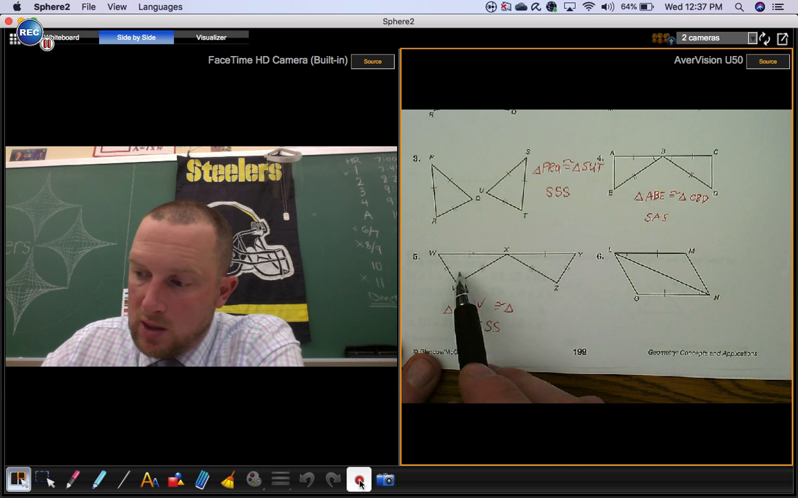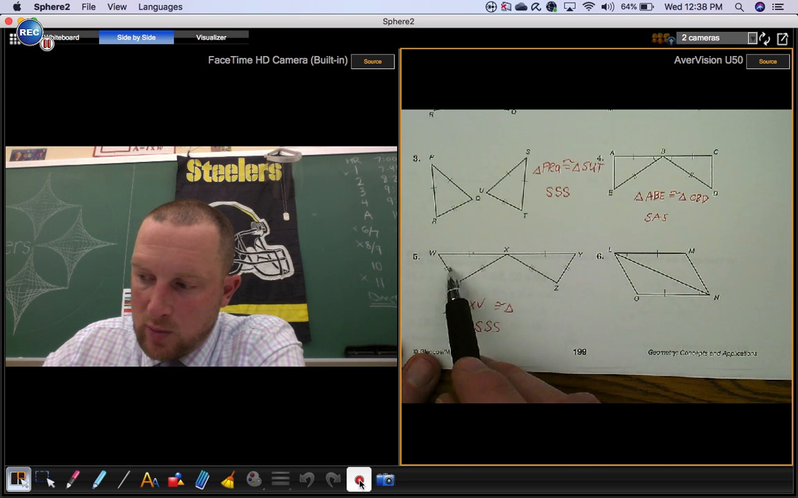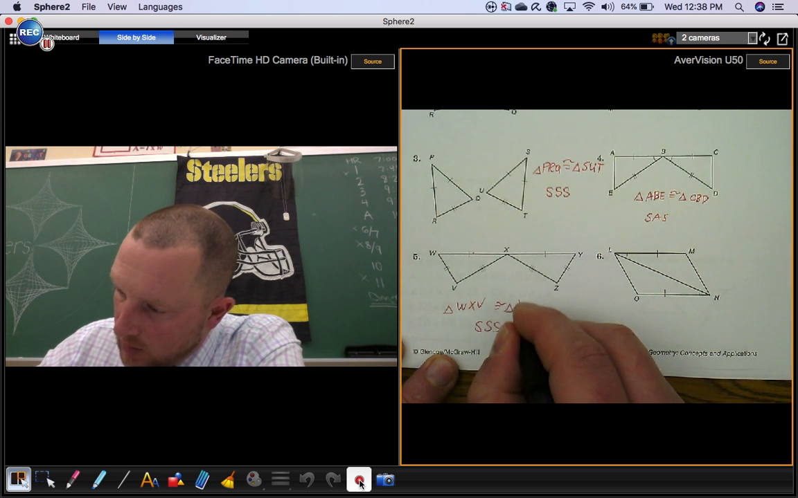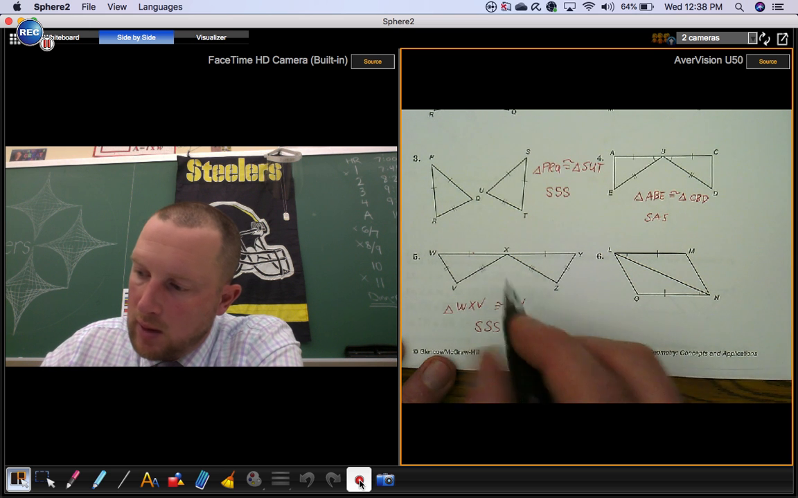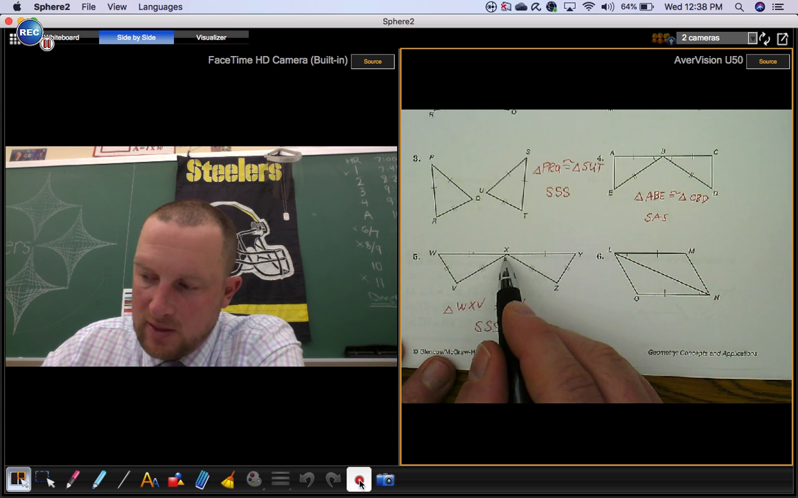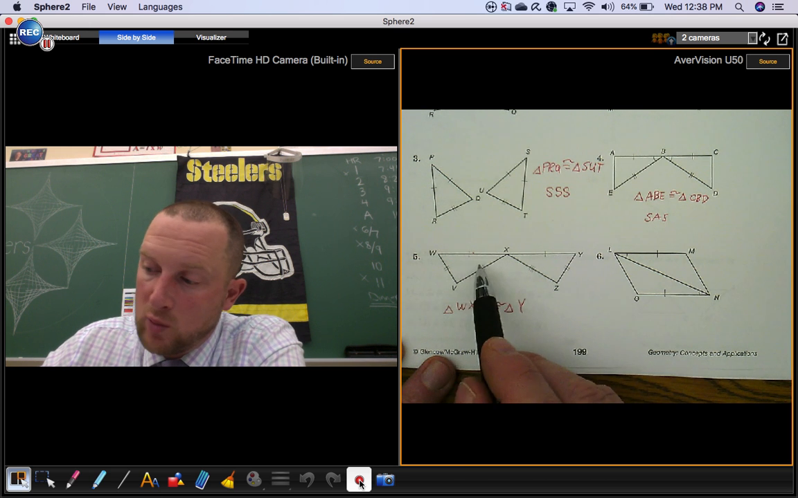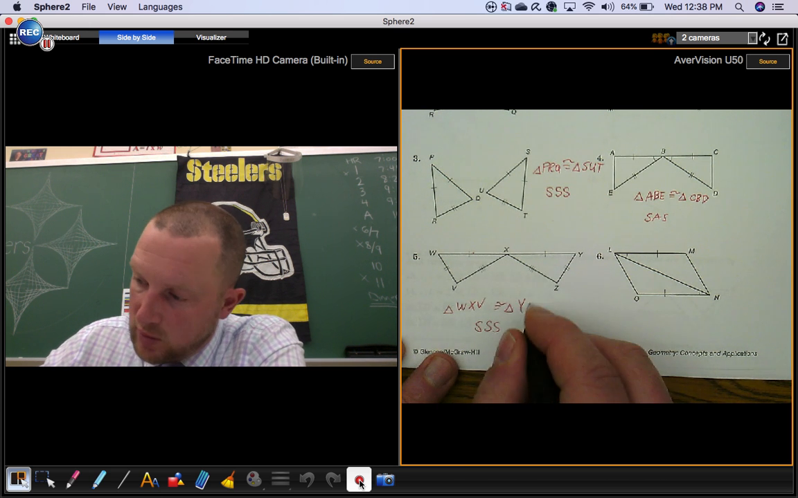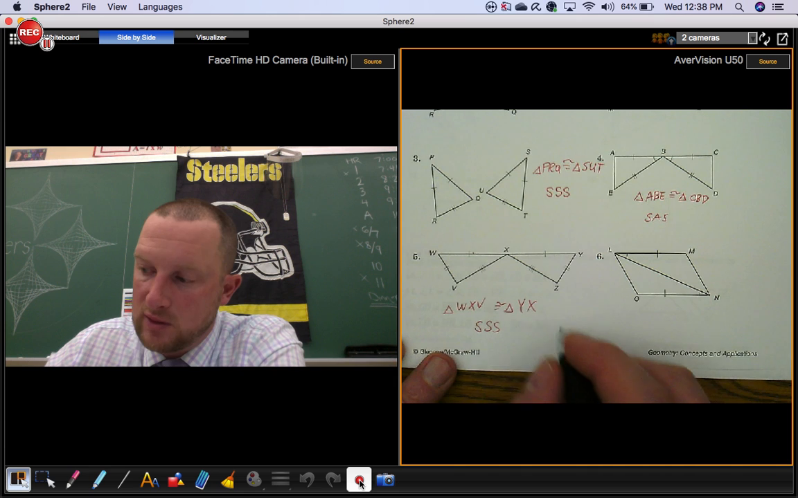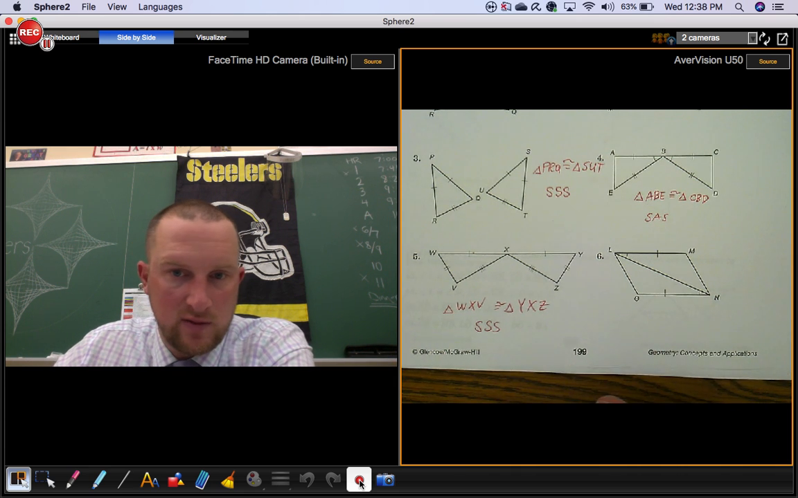W is an angle between a side with 1 mark and 2 marks. Same thing with Y. X is an angle or a point in between 1 mark and 3 marks. So it goes with X. X goes with itself in this particular problem. Z goes with V.